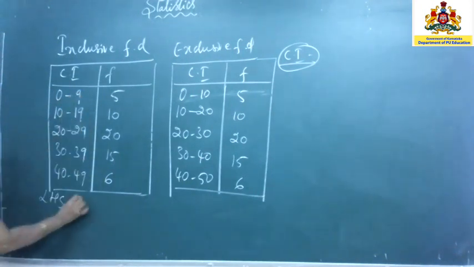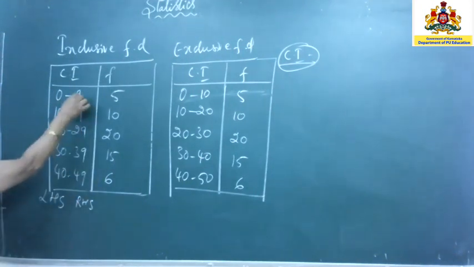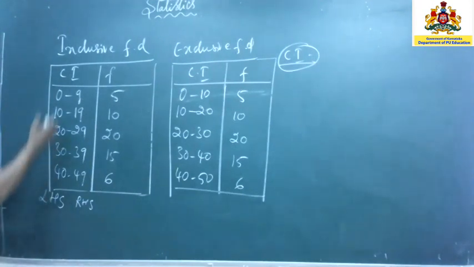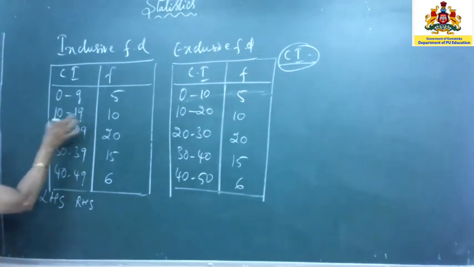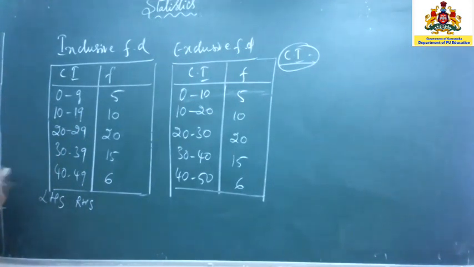Now the right hand side numbers are there. Okay, so what are those numbers? 9 to 49. These are called boundary values. When you have a class interval, there are two numbers. One is on the left hand side, the other one is on the right hand side. These are called boundary values or boundary numbers.